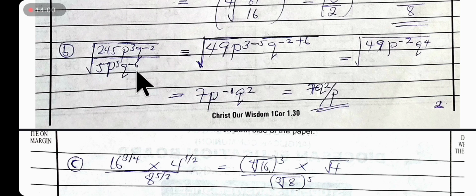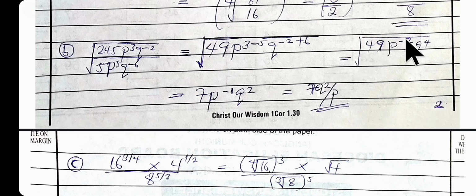Then we pick Q. Then the power of it is minus 2, then we have minus 6. Because the division law will give us extra minus, so that minus this 6 will give us plus 6. So this is going to be square root of 49. P raised to the power 3 minus 5 is minus 2. Then Q, minus 2 plus 6 is 4. So square root of 49 is 7.